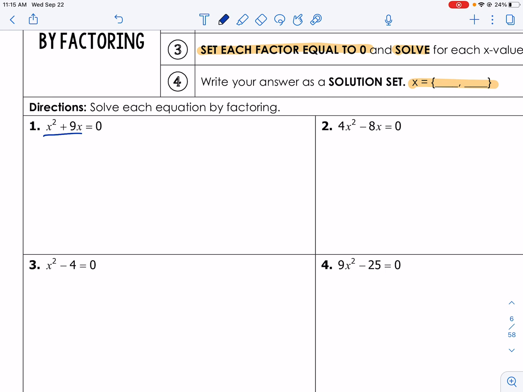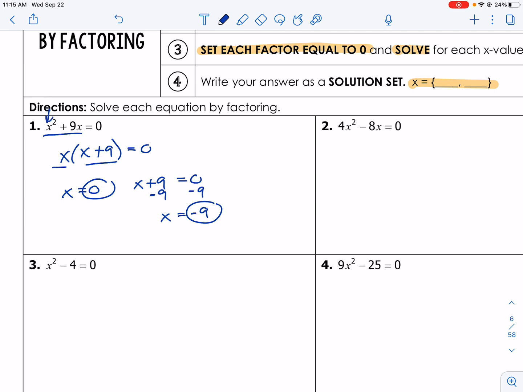Only two terms, and it's a sum, so the only way we can factor is if there's a GCF, and there is x. Take it out, we're left with x times x plus 9. Set these both equal to 0 and solve. X equals 0 is already solved. X equals negative 9 is solved. If you plug these back in to check, the equation would be true. Do a quick check with negative 9. That gets us 81 plus 9 times negative 9 equals 0. Yep, that checks out.